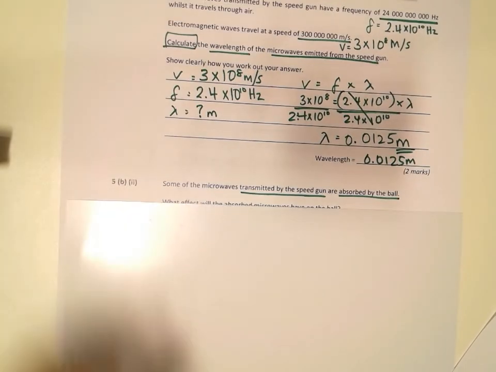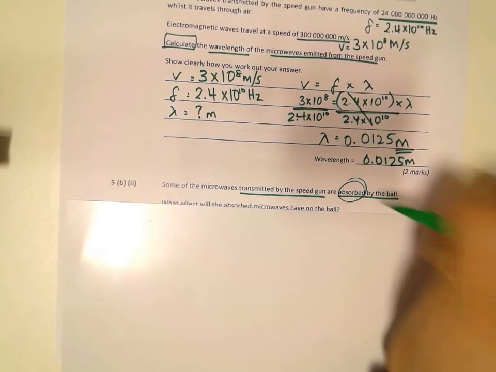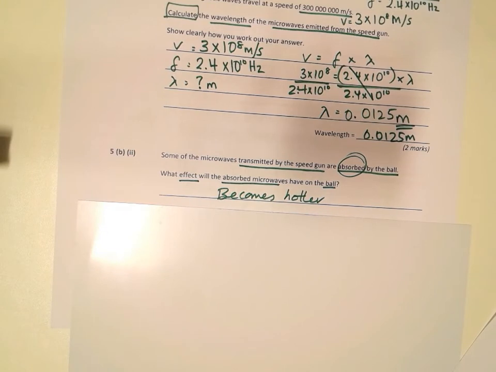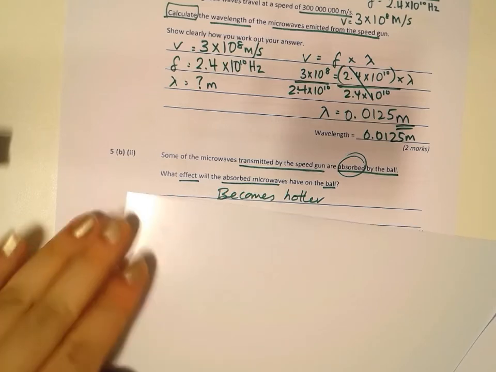Some of the radio waves, microwaves transmitted by the speed gun are absorbed by the ball, and what effect will that have? Well, the ball will become hotter. It's like when you put food in the microwave, the water molecules will absorb the microwaves and therefore cause the food to become hotter.